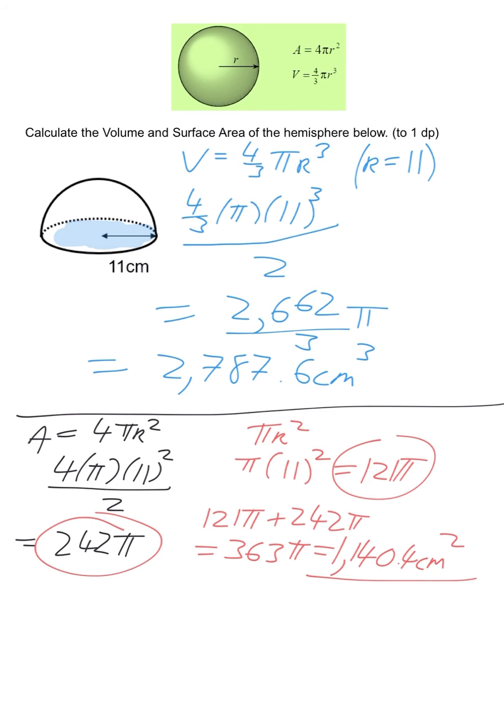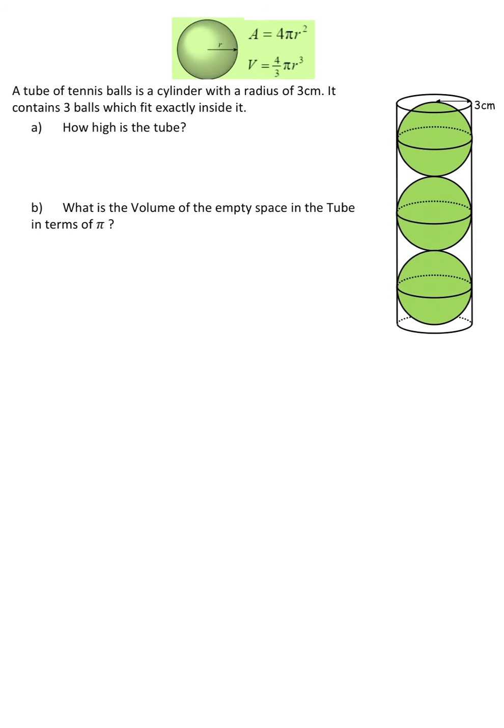I left it in terms of pi until the end. Okay, we'll look at one more question. So here we're told a tube of tennis balls is in a cylinder with radius of 3 centimeters. It contains 3 balls which fit exactly inside it. How high is the tube?